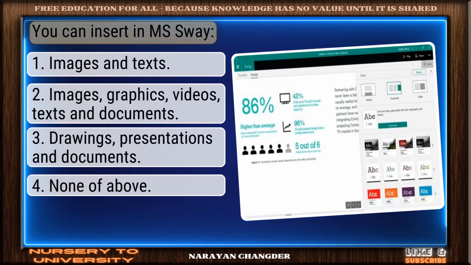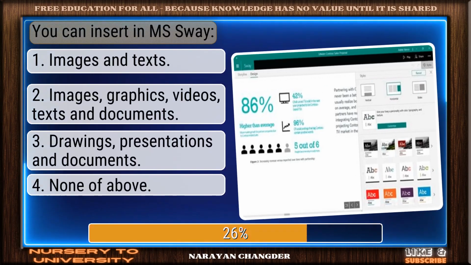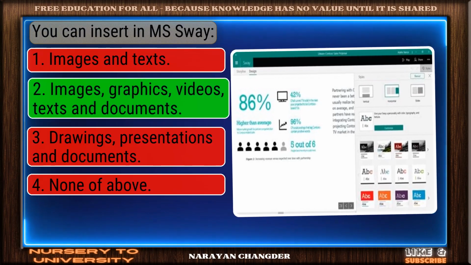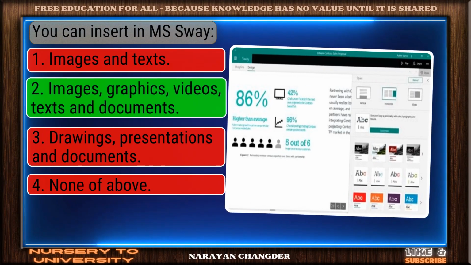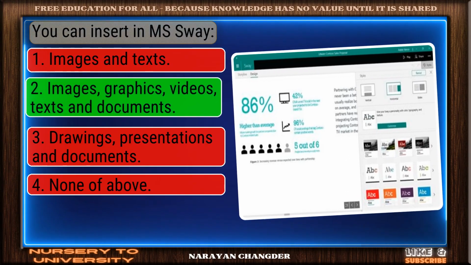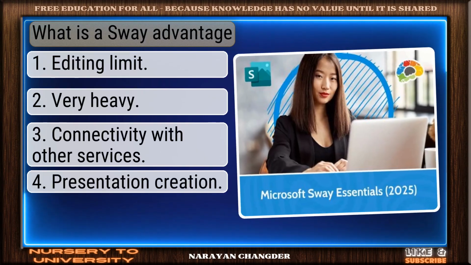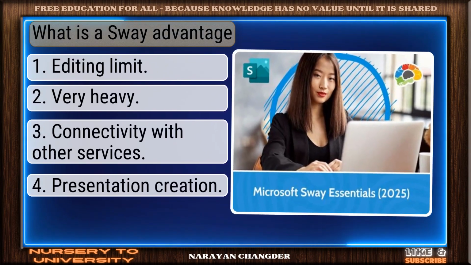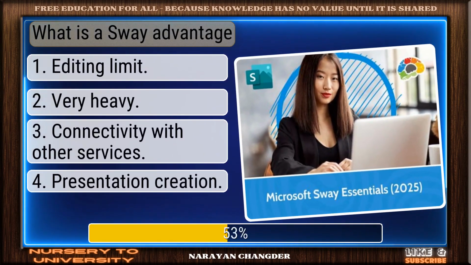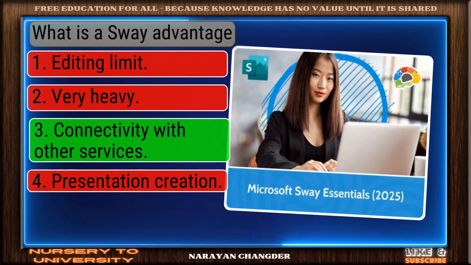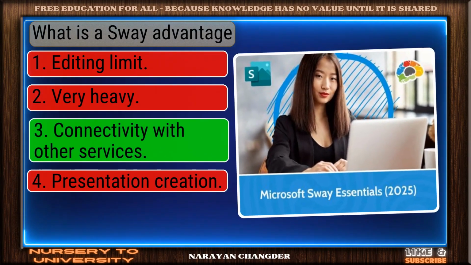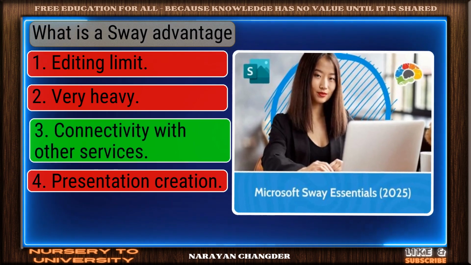Question number 73. You can insert him as Sway. Well picked. Images, graphics, videos, texts and documents is the correct answer. Question number 74. What is a Sway advantage? You're right. Connectivity with other services is the correct answer.